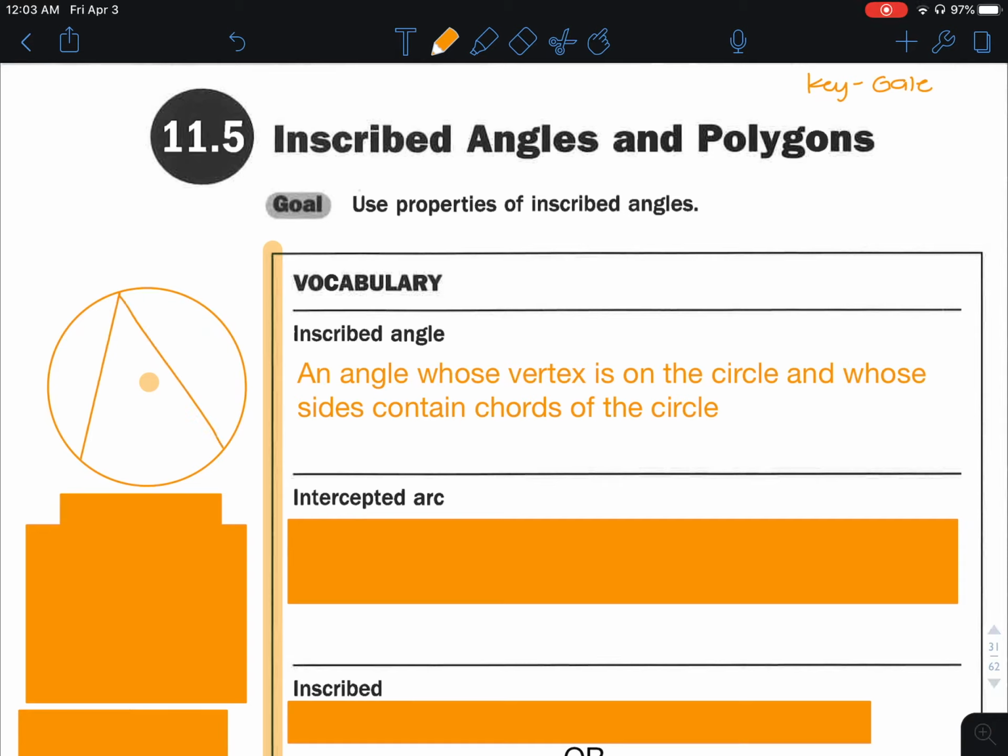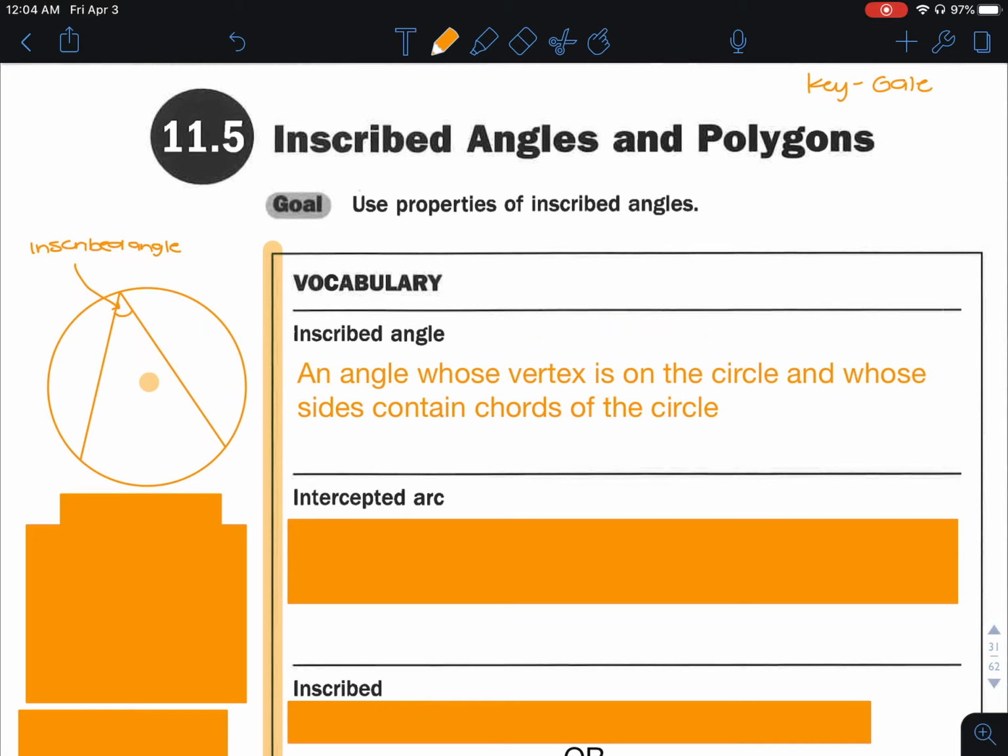I'm actually needing 2 for this inscribed angle. So an inscribed angle is where the vertex is on the circle. My vertex is right there. That part is my inscribed angle. Okay, it's made up of 2 chords, and then again, that vertex is on the circle.